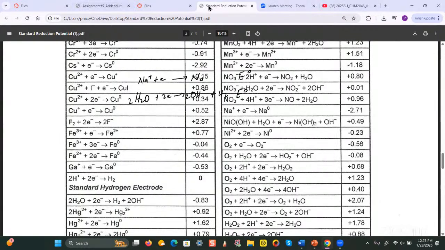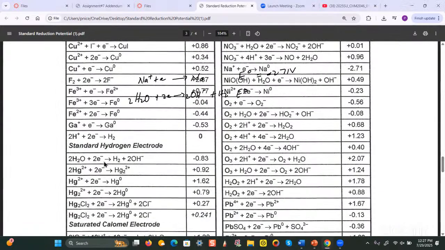So the EMF value in the case of sodium is minus 2.71 volts, all right? And then in the case of the reduction of water, see if I can find that. Okay, it's right here. The reduction of water, the value here is minus 0.83 volts.